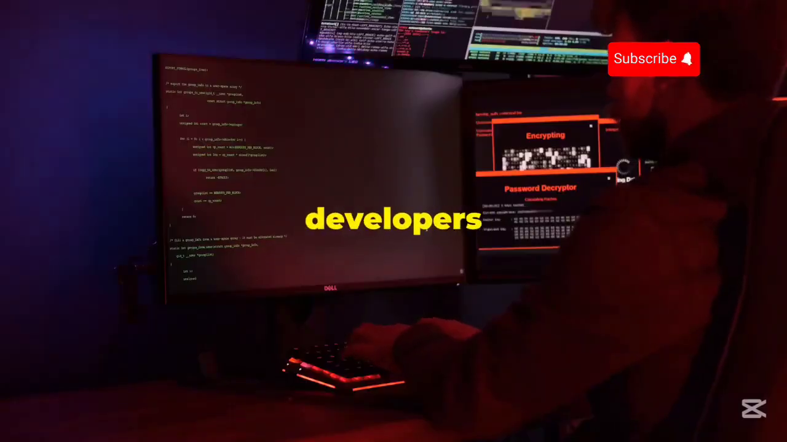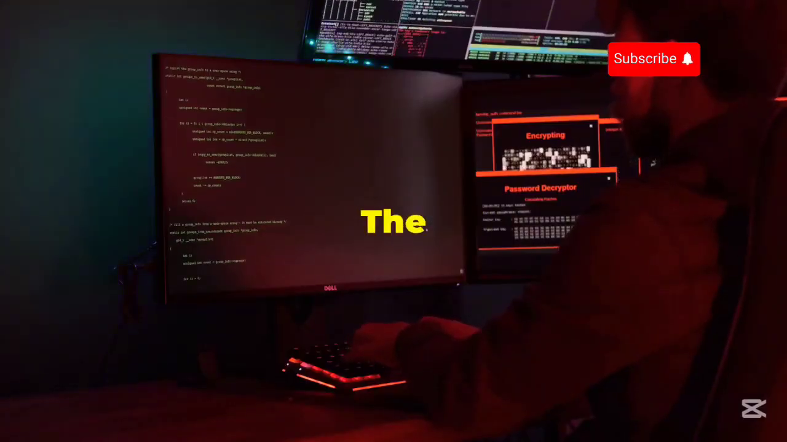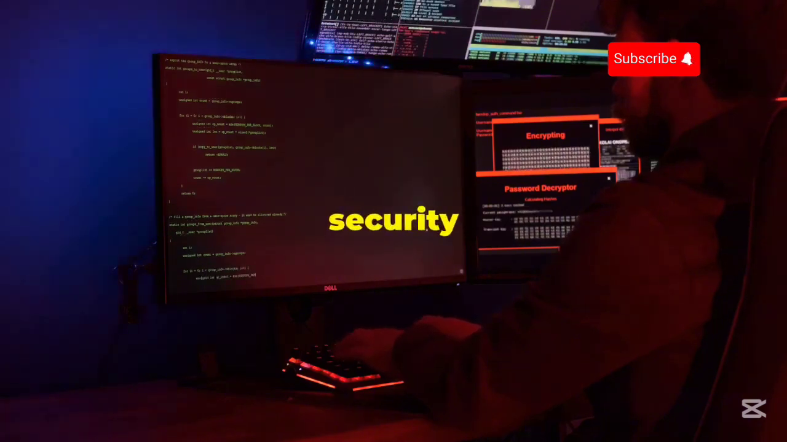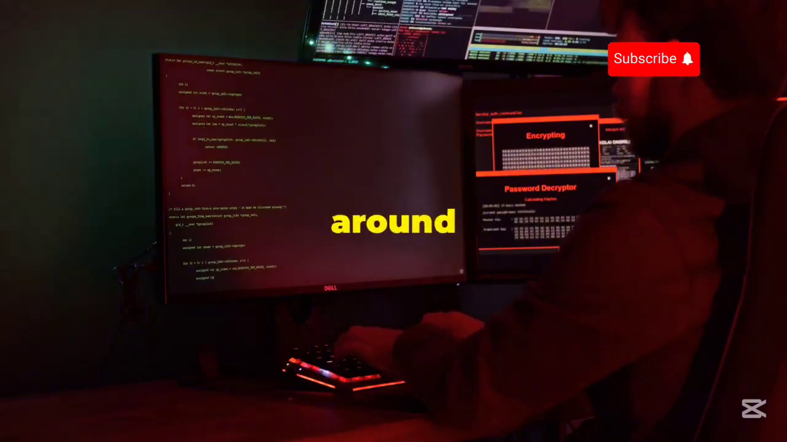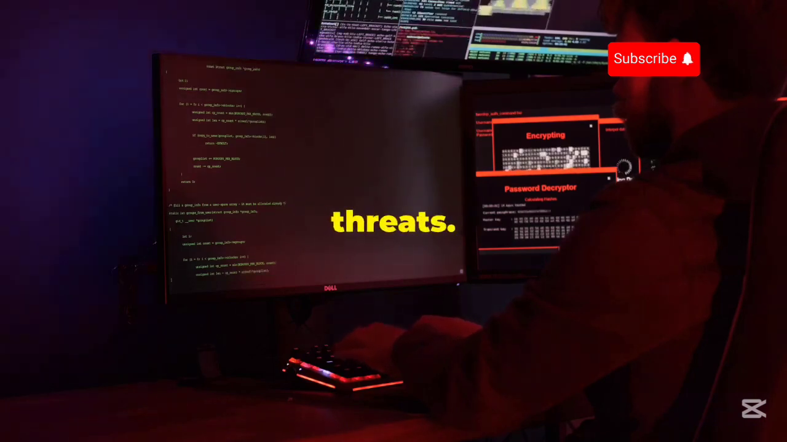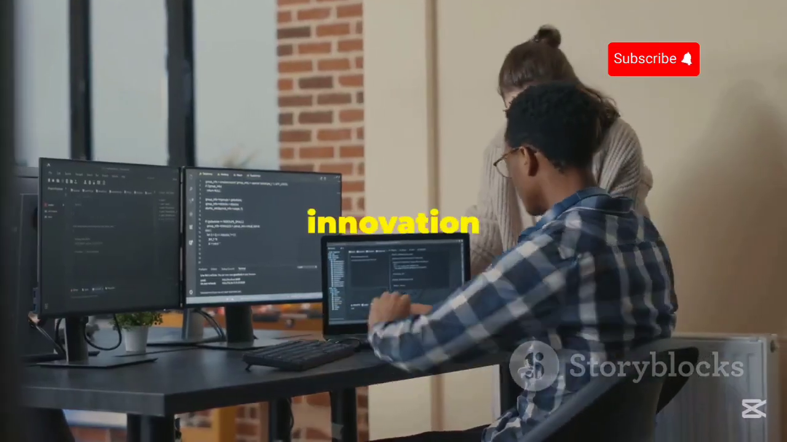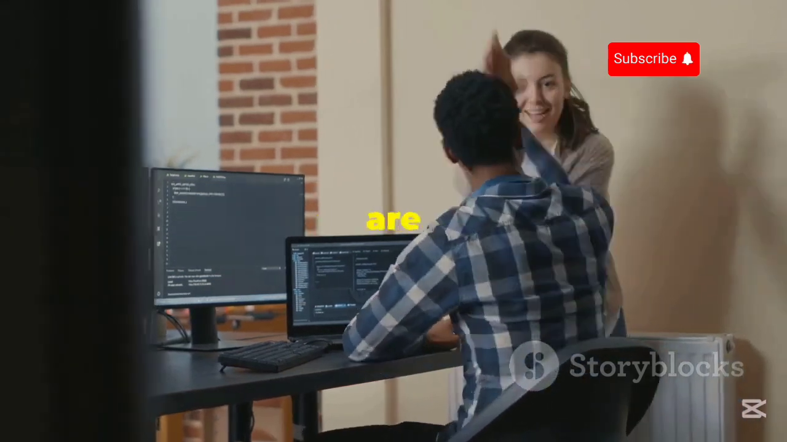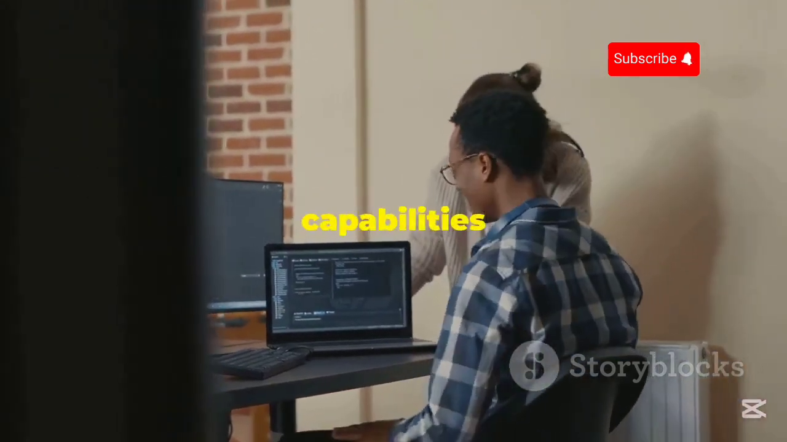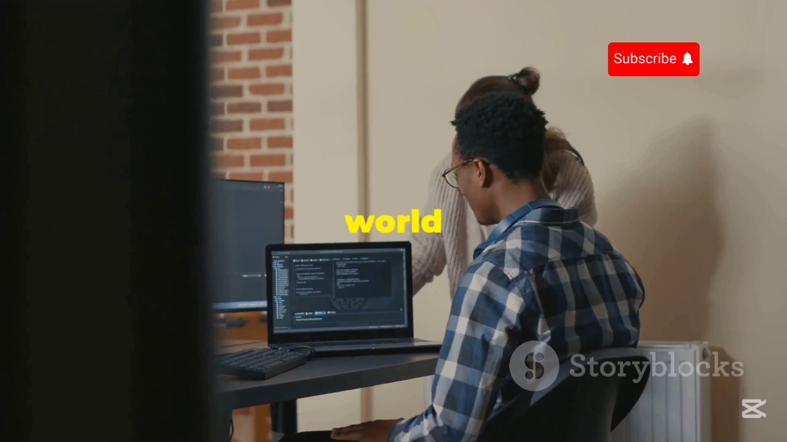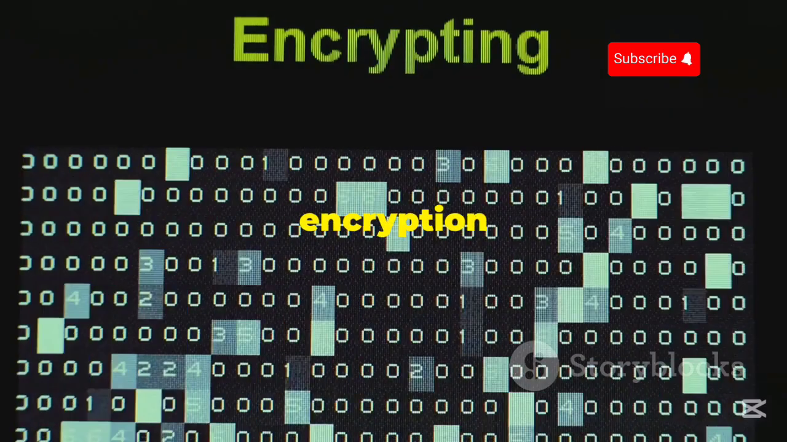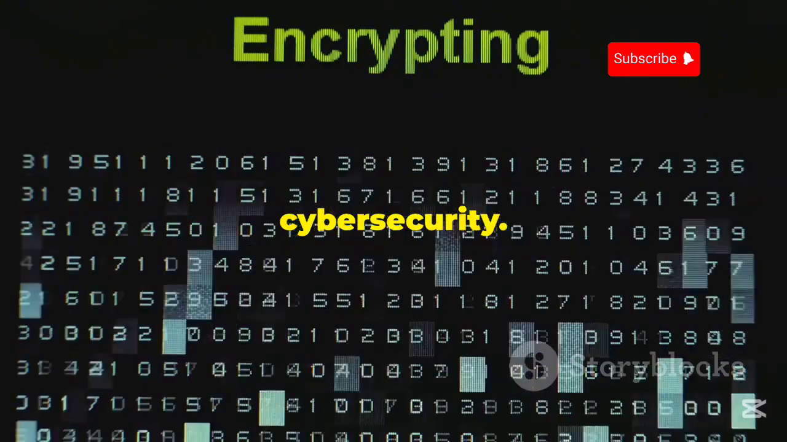WhatsAck has forced developers to improve security measures. The race is on to patch vulnerabilities and create more robust security protocols. Developers are working around the clock to stay ahead of potential threats. This has led to a surge in innovation within the cybersecurity industry. New tools and techniques are being developed to counteract the capabilities of WhatsAck, making our digital world a bit safer each day. The tool has also reignited the debate over encryption and its role in cybersecurity.